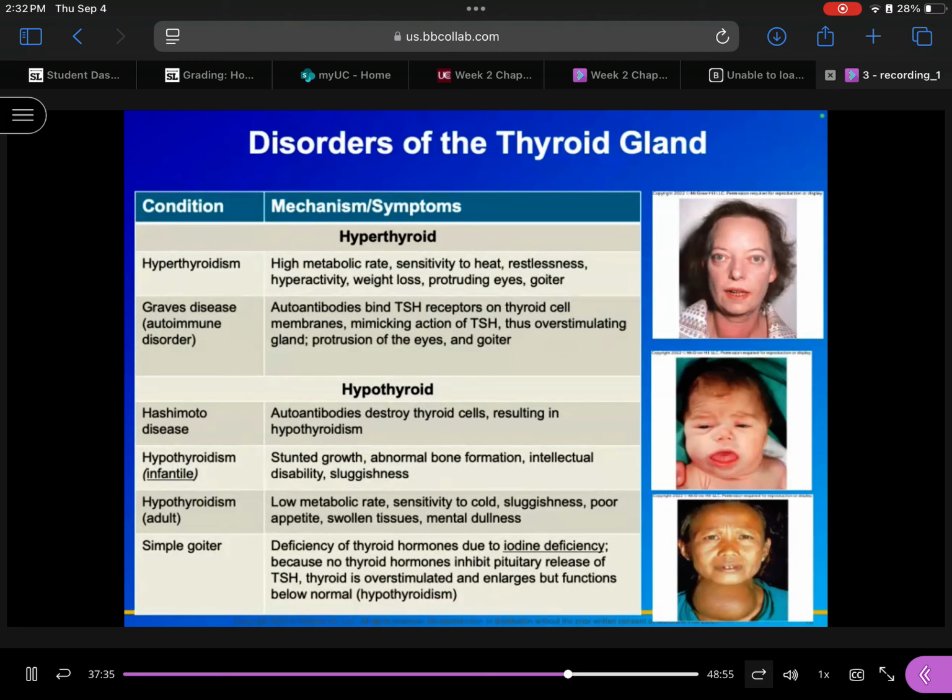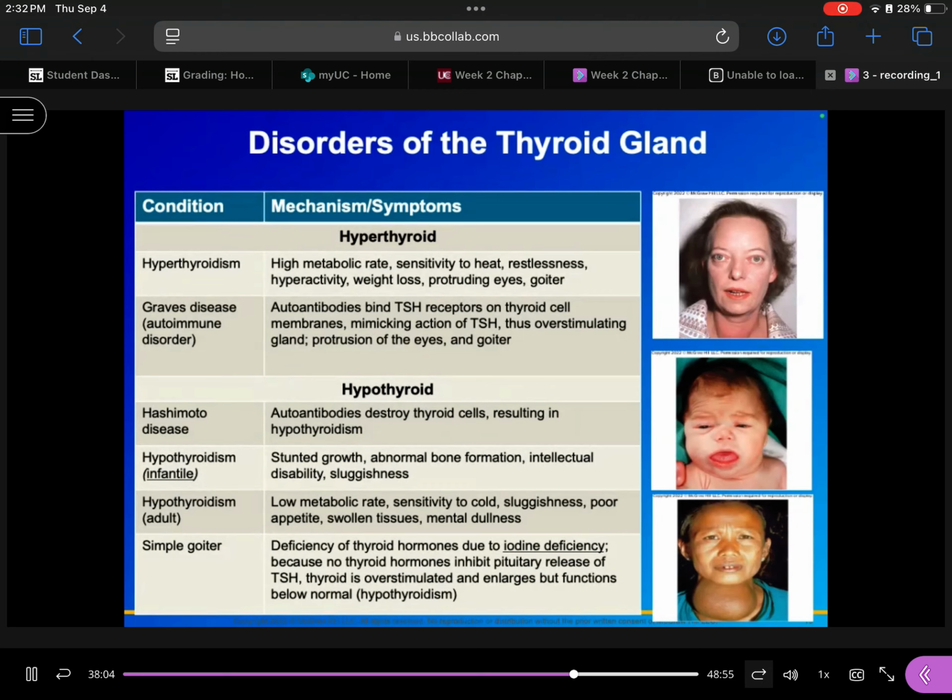All right, looking at this. With hyperthyroidism, and just having a hyperthyroid. So we have hyperthyroidism, and there's also Graves' disease, which is an autoimmune disorder. Have you guys heard of these before? No? Yes? Yeah. All right, so with hyperthyroidism, it was a high metabolic rate, sensitivity to heat, restlessness, hyperactivity, weight loss, protruding eyes, and potentially a goiter. So you can kind of guess which one might be associated with that, or Graves' disease.